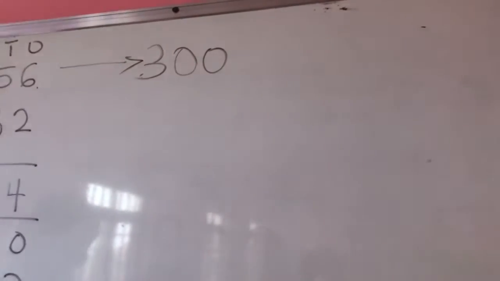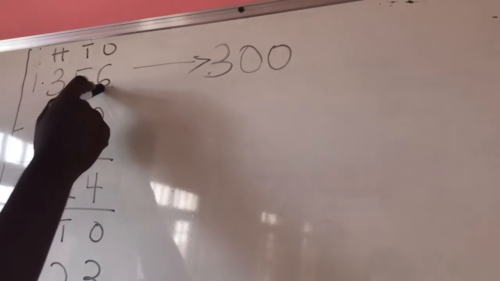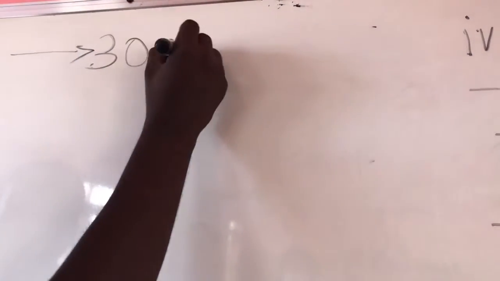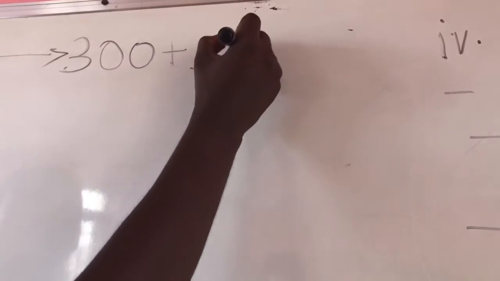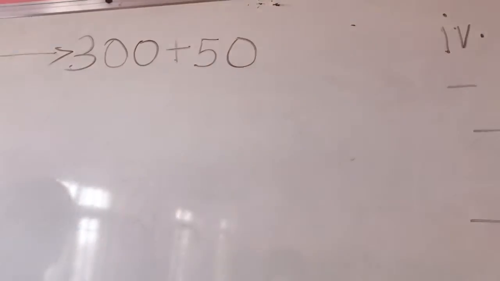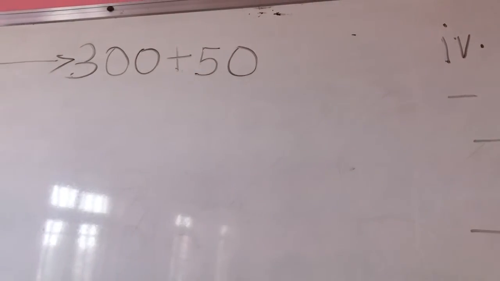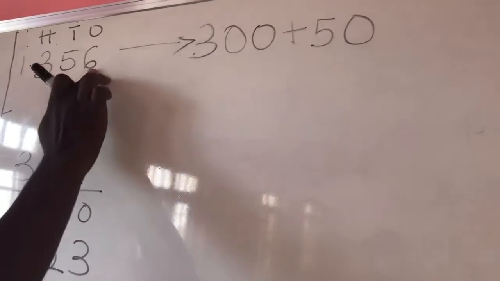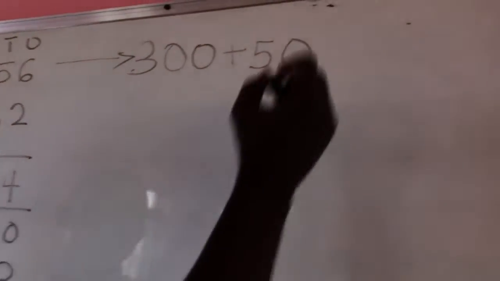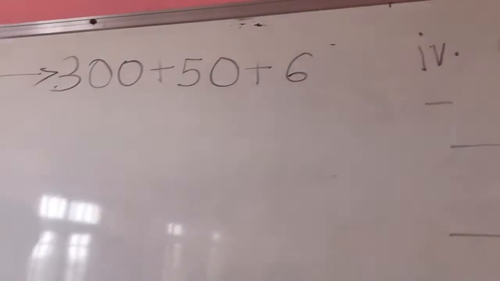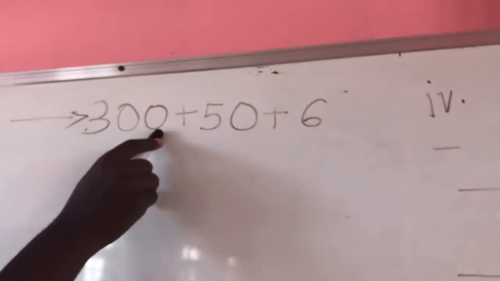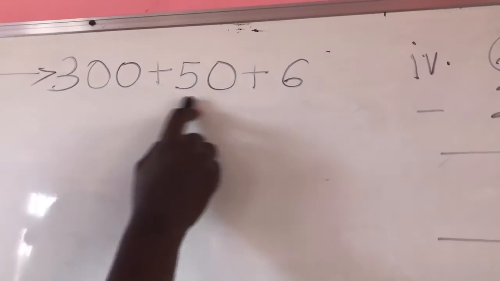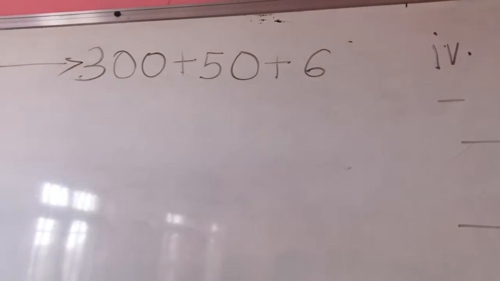The next one is 5. After the 5, how many numbers do you see? You have just 1. So we write plus 5 and 1 zero, which is 50. The next one is 6. After the 6, do you see any numbers here? No. That's the last number. So you write 6. This should tell you that this is hundreds, tens, and ones.